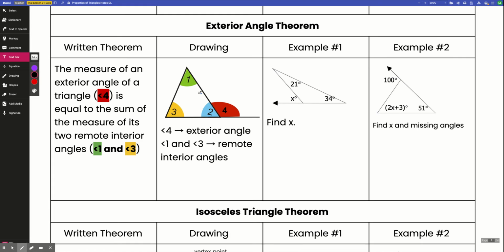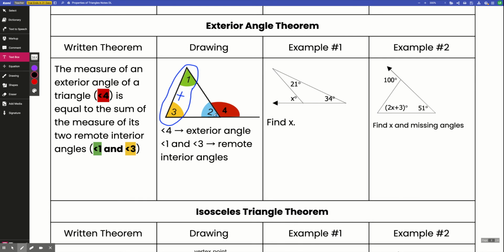So the rule for exterior angles is that the exterior angle is equal to the sum of the two remote interior angles. Okay, so remote interior angles are just the two angles in the triangle that are not directly attached, right, or right next to the exterior angle that you're looking at.